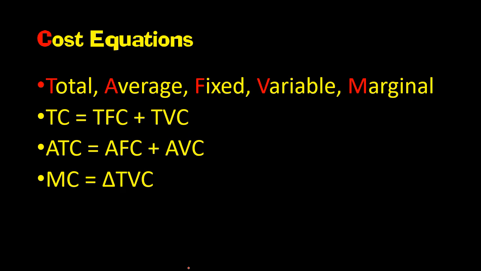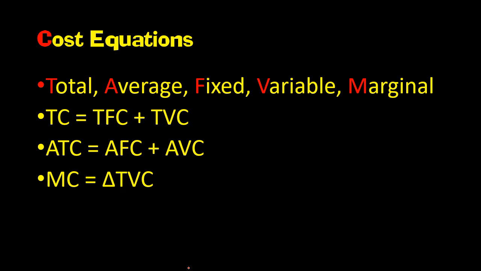So my total cost is the sum of my total fixed cost and my total variable cost. My average total cost is my average fixed cost plus my average variable cost. And all those things are the three things above them, all divided by Q, by the quantity. So TC over Q is ATC, TFC over Q is AFC, TVC over Q is AVC.